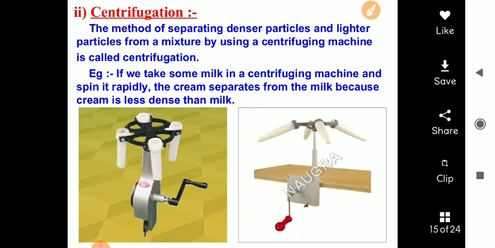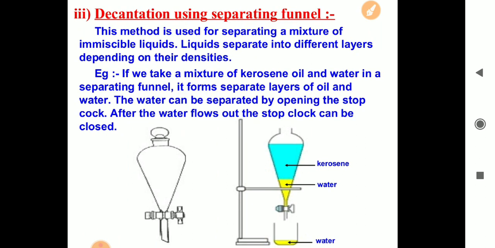Now the next point is decantation using a separating funnel. This is a method to separate immiscible liquids. Suppose oil and water: oil doesn't mix in water, so this method is used for separation of a mixture of immiscible liquids. The liquids separate into different layers depending on their density.